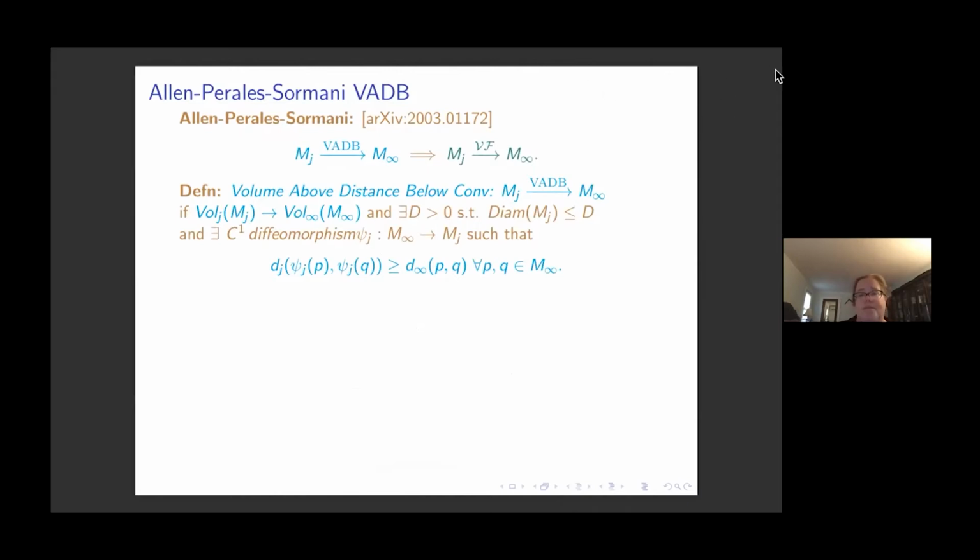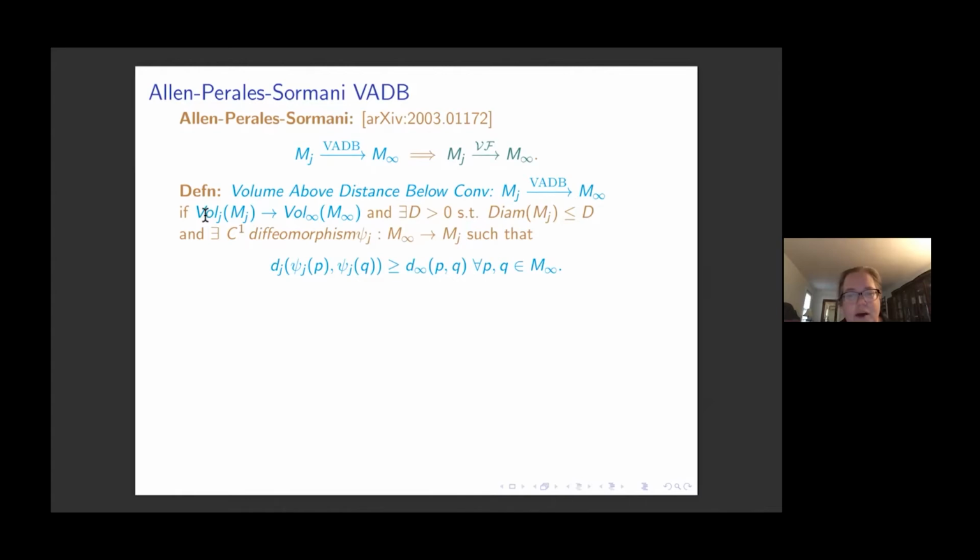So anyway, the idea of this was to come up with an easier way to prove intrinsic flat convergence or volume preserving intrinsic flat convergence, where you wouldn't have to know which regions were good and which regions were thin. You could just have overarching facts about them. And we came up with the idea that if you have volumes converging to the limit volume, and these are Riemannian manifolds in this picture, and that there is a D that's uniform where the diameter is less than or equal to this D, and there's a C1 diffeomorphism psi_j from M_infinity to M_j, such that the distances in the sequence are bigger than or equal to the distance in the limit.